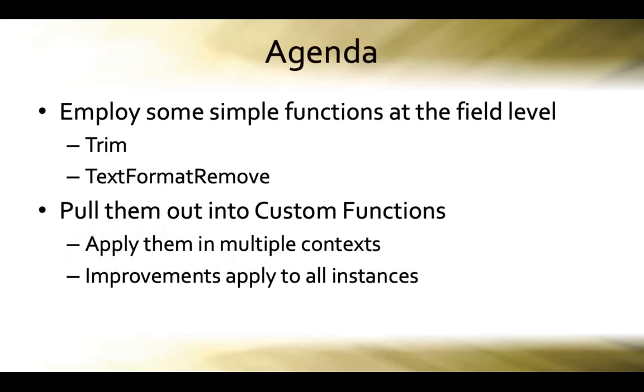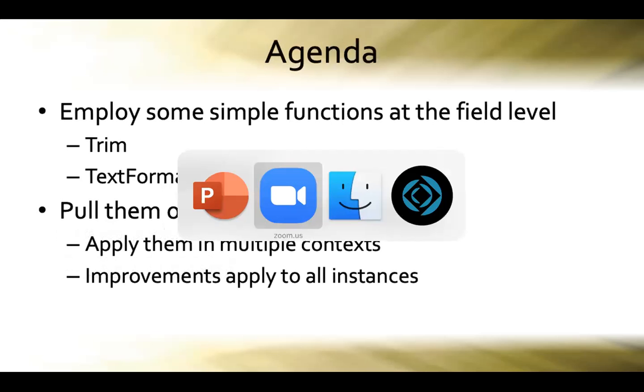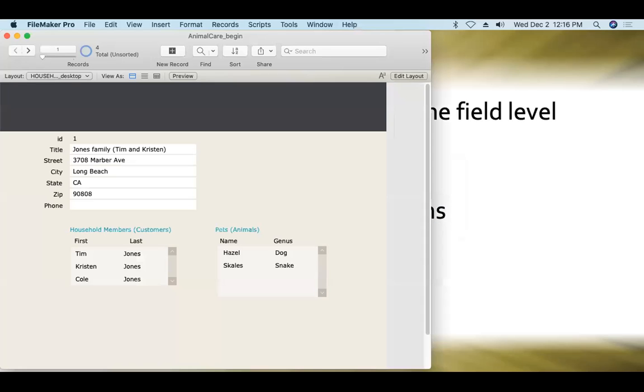So let's get started. I'm going to jump over here into the FileMaker database that we've been building throughout these sessions, our animal care database. And we've got several text fields that, if we have sloppy typists, might end up having leading or trailing spaces in front of them. For example, somebody who's not cautious and careful about how they type might do that. They certainly might do something like that.